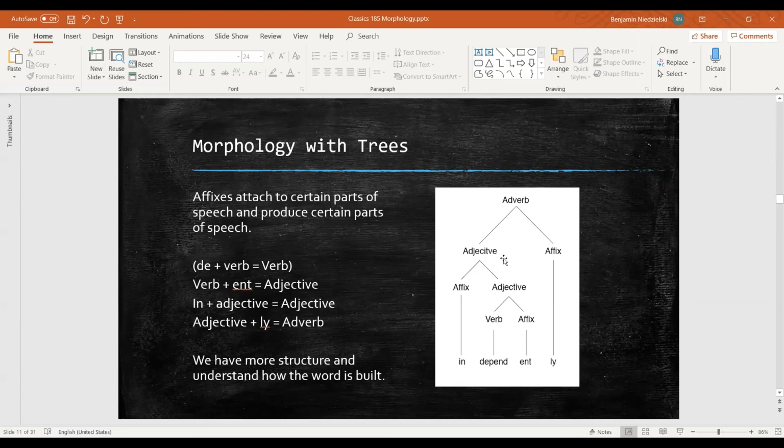We now have more structure and we understand how the word is built. In the next set of videos, we'll examine some of the implications of this approach to morphology.